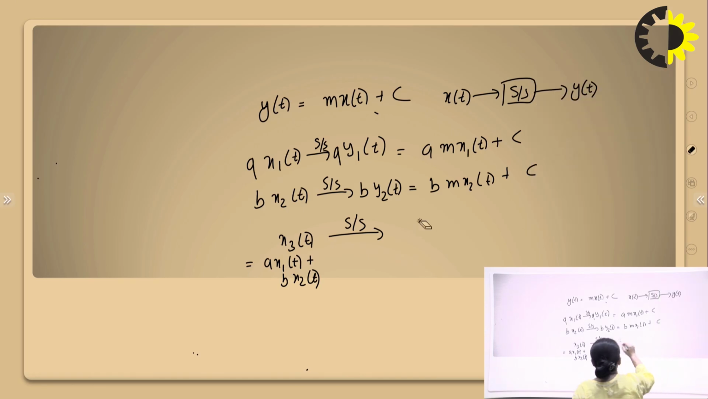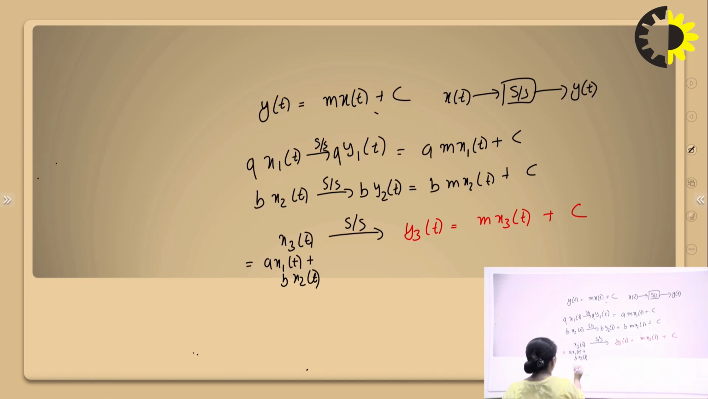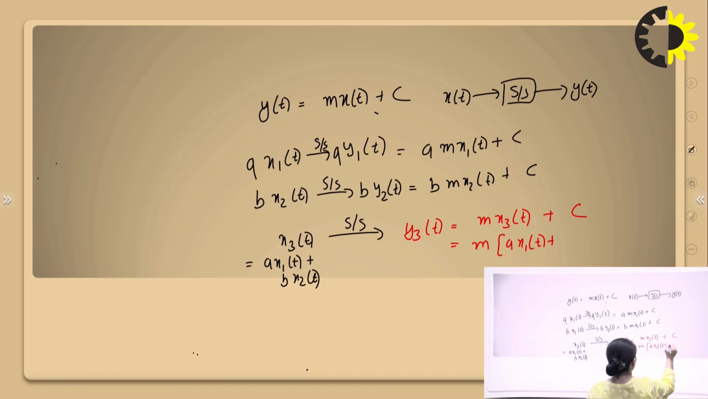Sorry, this is y3(t), and y3(t) is what? M of x3(t) plus c. Okay, now add something, and x3(t) is what? M of A x1(t) plus B x2(t) plus C. Okay. Now moving to y3 dash t.